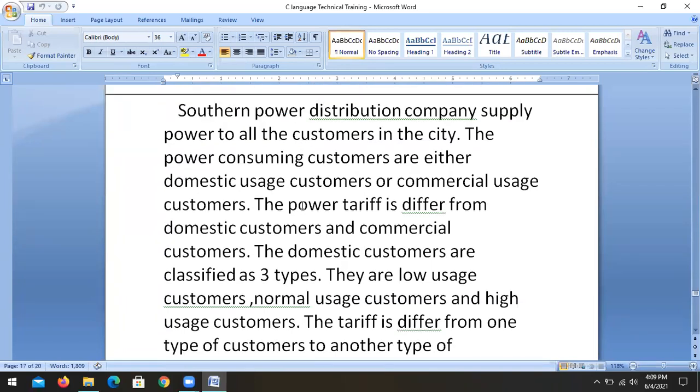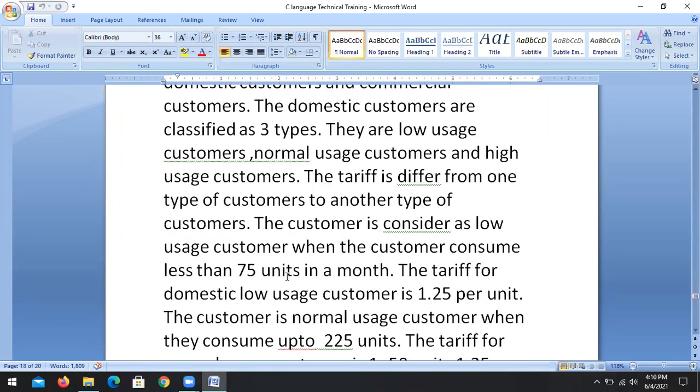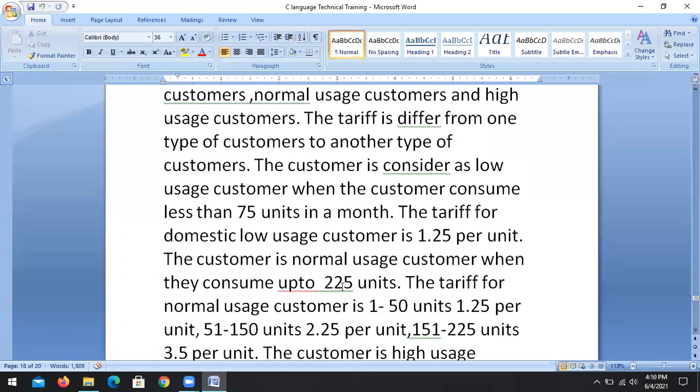Southern Power Distribution Company supplies power to all the customers in the city. The power consuming customers are either domestic usage customers or commercial usage customers. The power tariff differs between domestic customers and commercial customers. Domestic customers are again classified into three types: low usage, normal usage, and high usage. So the tariff differs from one type of customer to another. A customer will be considered a low usage customer when they consume less than 75 units. The customer is a normal usage customer when they consume less than 225 units. Otherwise, they are high usage customers.